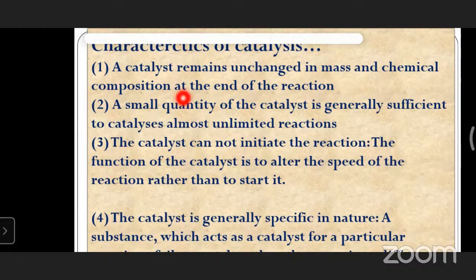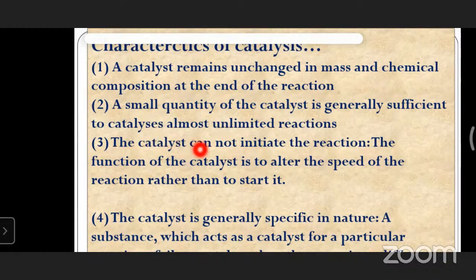Even though a small quantity of the catalyst is generally sufficient to catalyze almost unlimited, so many reactions. Why? Because there is no change in the mass, no change in the composition. So for unlimited reactions, we can use the same catalyst. There is no loss in the catalyst. Because of that reason, we can use the same catalyst for so many reactions.